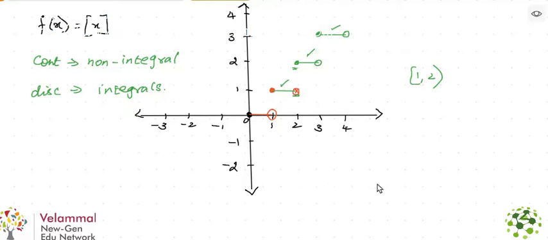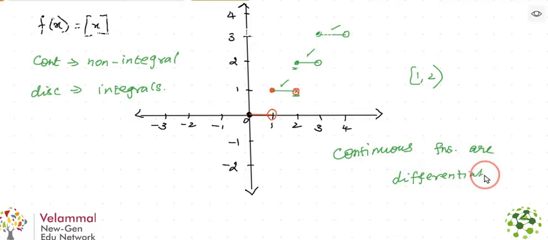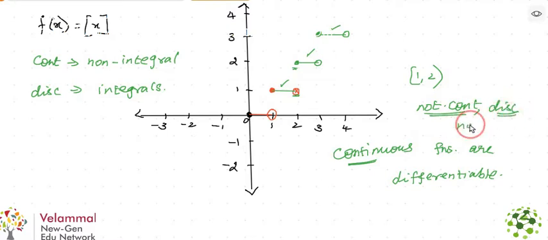Also remember, only continuous functions are differentiable. Still, not all continuous functions are differentiable. If the function is not continuous, or if the function is discontinuous, it is not at all differentiable. Do you understand? Not differentiable. So continuity is one of the criteria for the function to be differentiable.